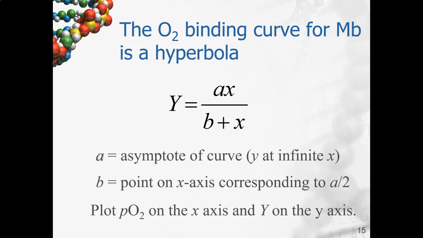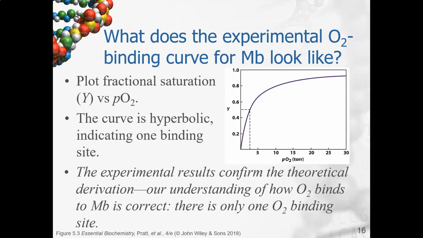So that means that a is defined as the asymptote of this hyperbolic curve, y at infinite x. B is a point on the y-axis corresponding to a divided by 2. So if we plot the oxygen partial pressure on the x-axis and saturation y on the y-axis, we get our hyperbolic curve. So this is the curve that you get if you go into the lab with your purified myoglobin in an oxygen canister and you measure the oxygen binding at various oxygen partial pressures.